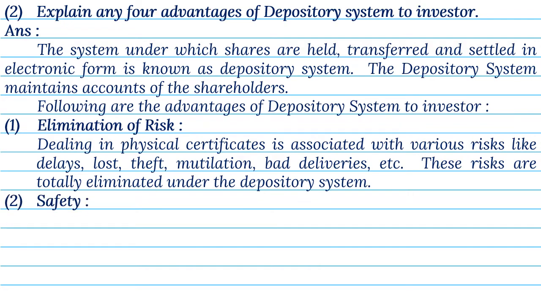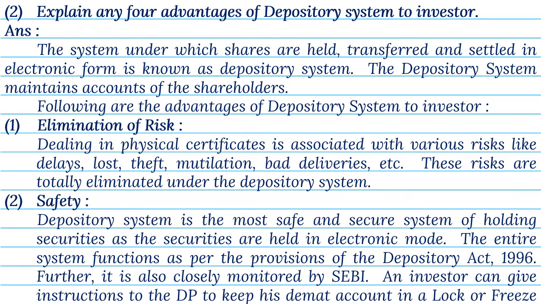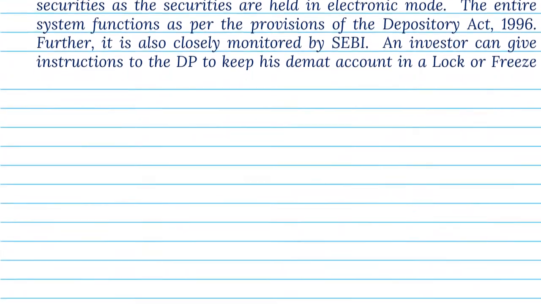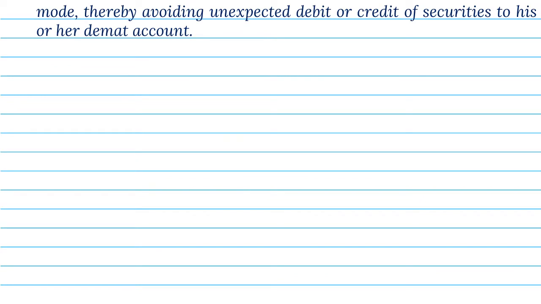2. Safety. Depository system is the most safe and secure system of holding securities, as the securities are held in electronic mode. The entire system functions as per the provisions of the Depository Act 1996. Further, it is also closely monitored by SEBI. An investor can give instructions to the DP to keep his demat account in a lock or freeze mode, thereby avoiding unexpected debit or credit of securities to his or her demat account.